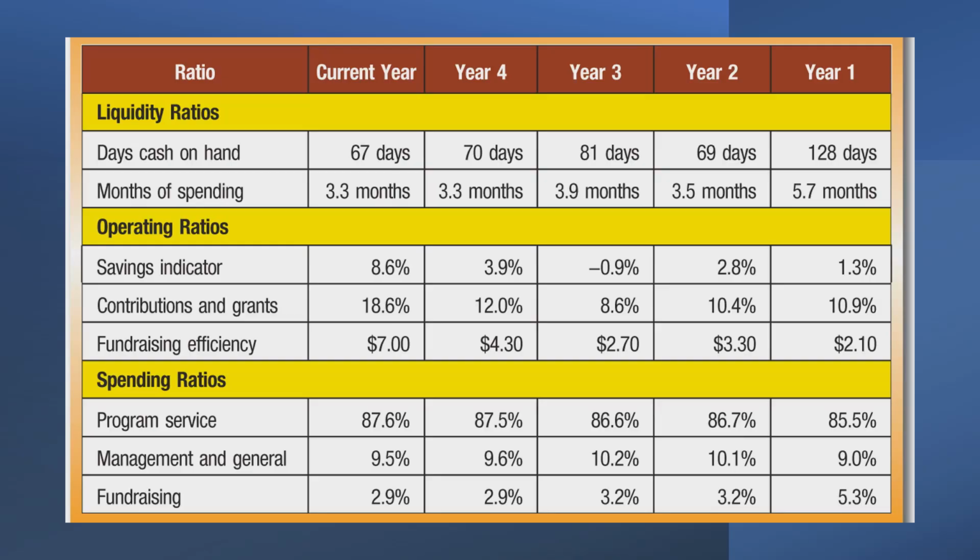This example highlights key financial metrics for a nonprofit organization. Liquidity remains strong with 67 days of cash on hand and 3.3 months of spending coverage. Operating ratios show an 8.6% savings indicator and increasing support from contributions and grants. Fundraising efficiency has improved to $7 raised per dollar spent. Spending ratios reflect a strong mission focus, with 87.6% allocated to program services and minimal administrative and fundraising costs.